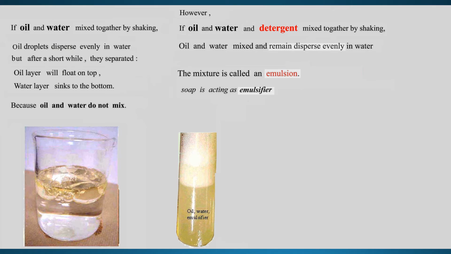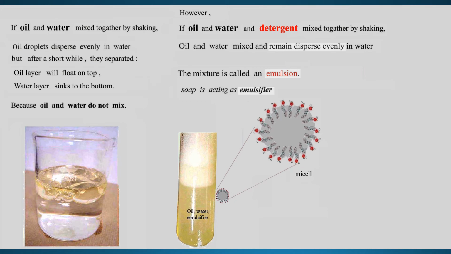However, if you add detergent to oil and water and mix it together by shaking, the oil and water will mix and remain dispersed evenly in water for a long time. This mixture we call an emulsion, and soap acts as an emulsifier.